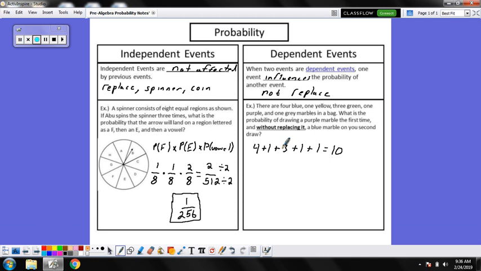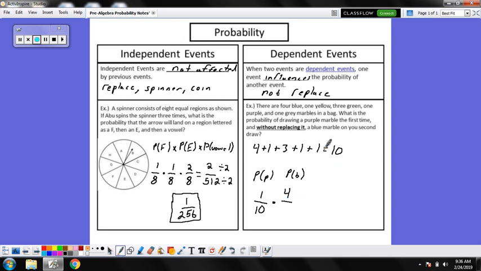Now we're going to have to find the probability of the first event, which is the probability of purple, I'm going to write P for purple, and then the probability of blue after the purple. The probability of a purple on the first draw: in the bag right now are 10 marbles, and there is 1 purple, so it's 1 out of 10. Then we're going to multiply that by the probability of blue. There are 4 blues in the bag, so I have 4.